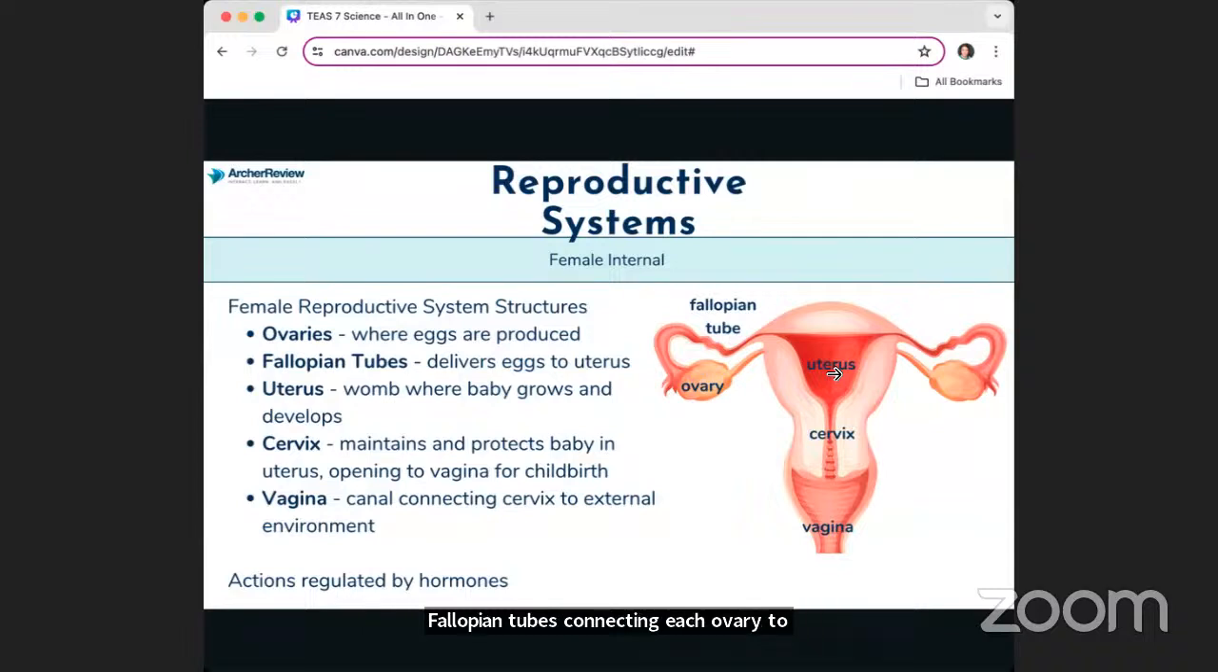And the uterus is the womb. It's where the baby grows and develops. The cervix maintains and protects the baby in the uterus, and it will eventually lead to the vagina. It will open up to the vagina for childbirth. And then the vagina itself is the canal connecting the cervix to the external environment. That baby will exit during birth. Now, all of these structures and the actions that they carry out are regulated by hormones.